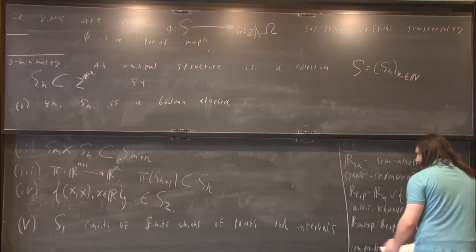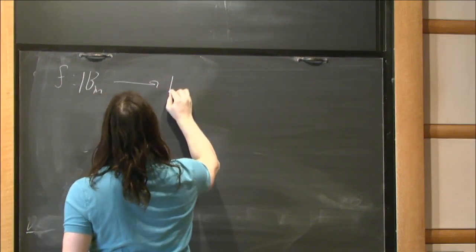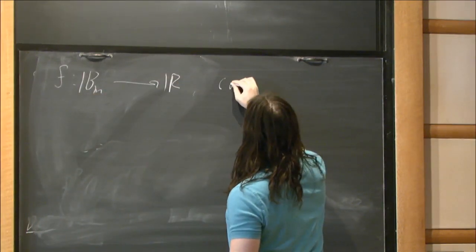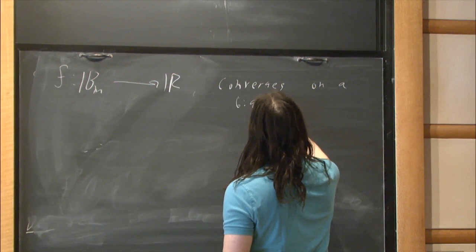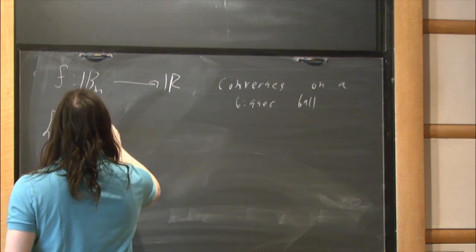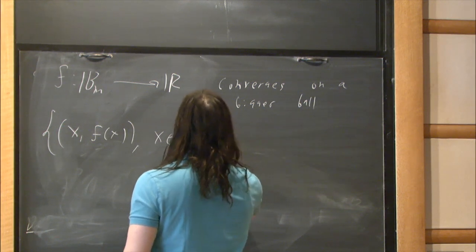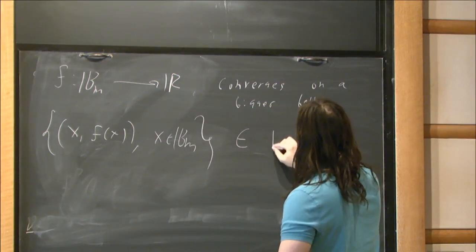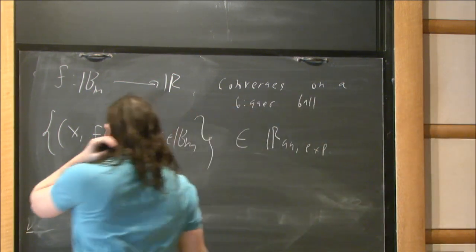So let me be concrete about this. If you take a function f from some m-dimensional ball to R, which is real analytic and converges on a bigger ball, then you throw in x, f of x, where x is in your ball. So this is inside the structure R_an,exp. That's right.